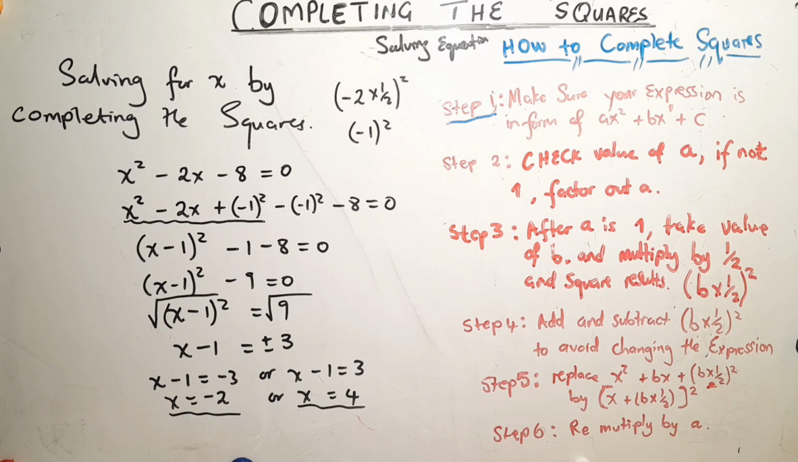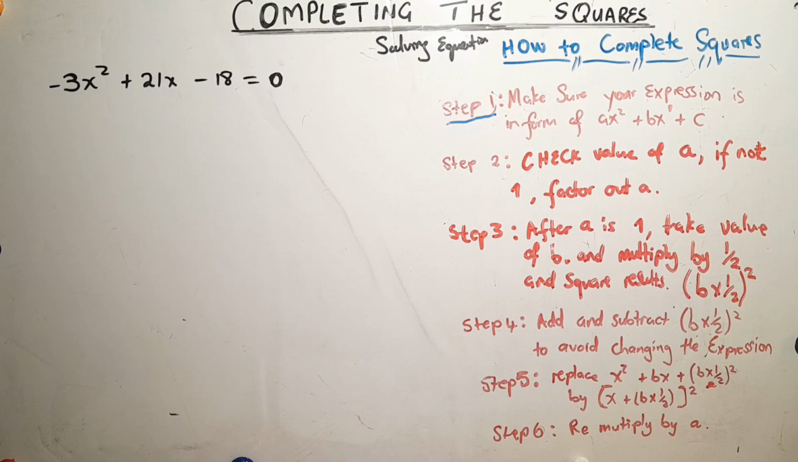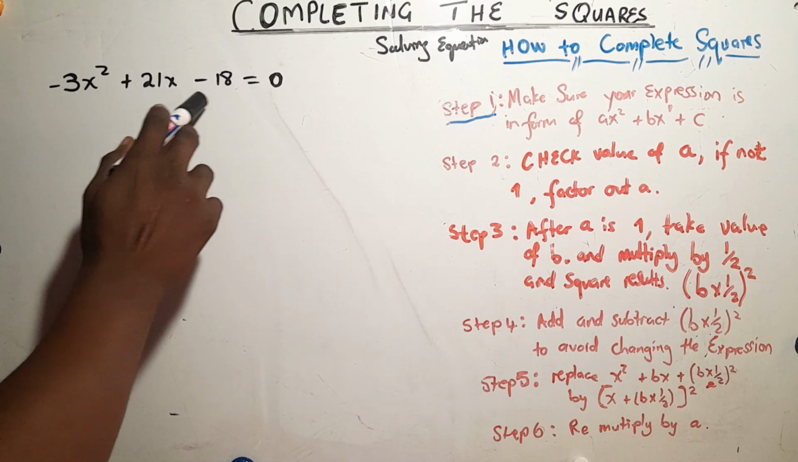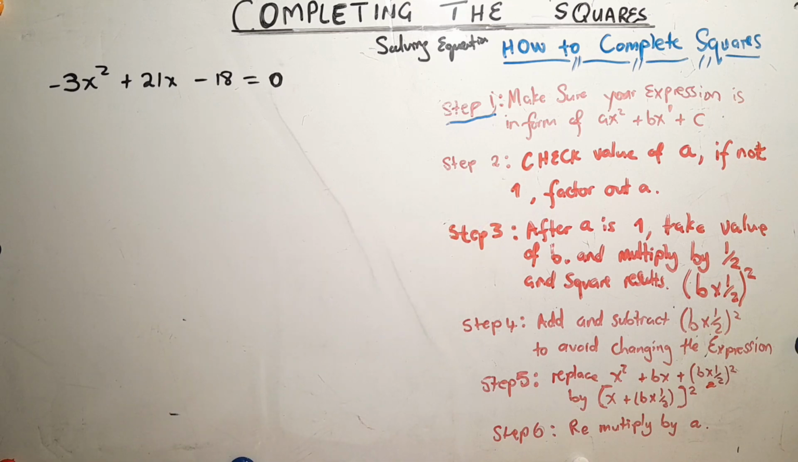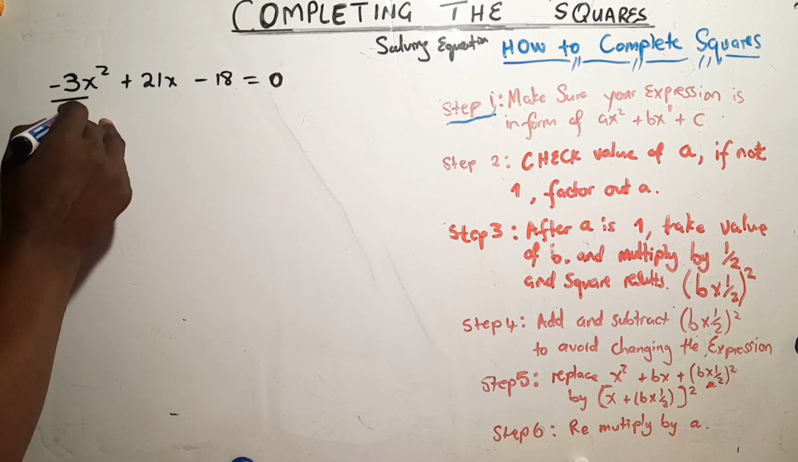Maybe let's find another equation that does not have the value of a as 1. Let's see how we can solve for this equation now. The value of a is not 1. So again, we check the first step. It is in the form of ax squared plus bx plus c. The second step is now to check the value of a. If it is not 1, then we factor out the value of a, right? But in this case, since it is an equation, whatever you do on the left hand side, you can do on the right hand side, right? So if you are solving the equation, rather than just factoring out, you can divide throughout by the value of a, which is negative 3.